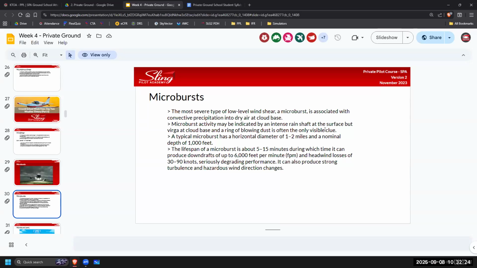Okay, relatively common. I've never seen one, but that's what AI says. 10 microburst reports for every 1 tornado. Okay, so the convective activity around it is like a tornado.